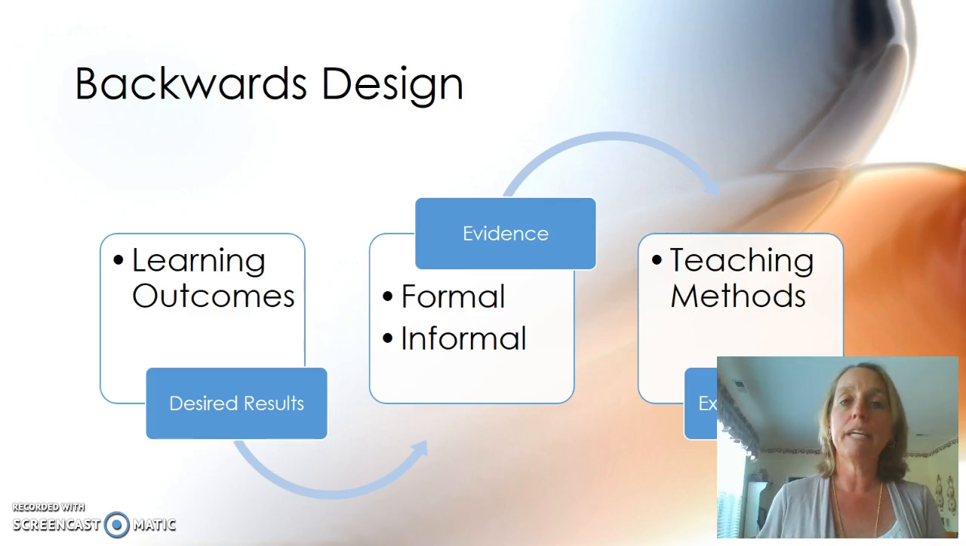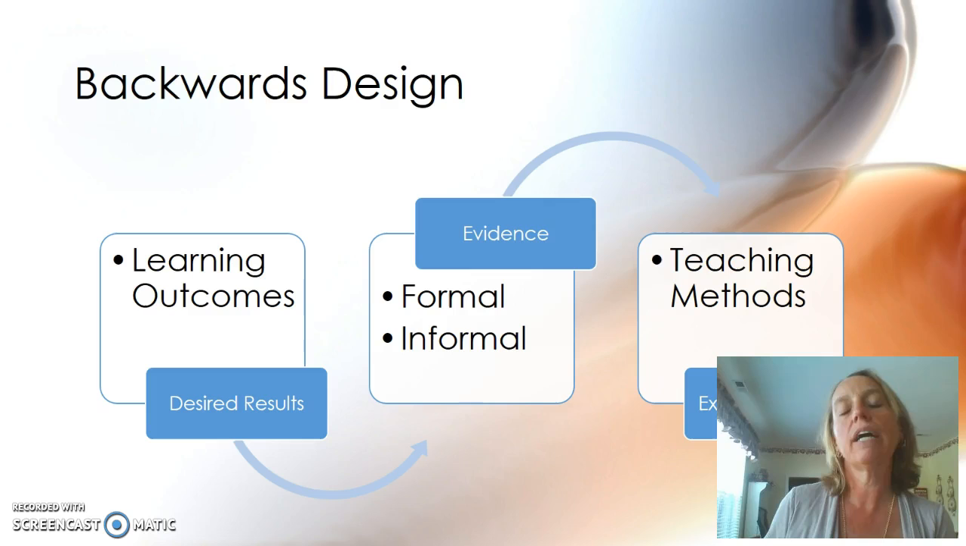So whatever that might be. Now what Wiggins and McTighe suggest we do is we jump directly to evidence. So we're still not moving into teaching strategies. We're keeping our mission and our directed focus on what it is we're trying to accomplish. And now we shift it to determine how will we know if we actually accomplish those learning outcomes.